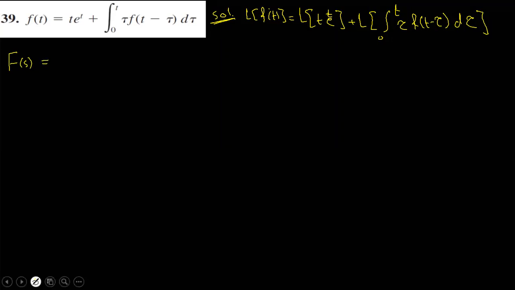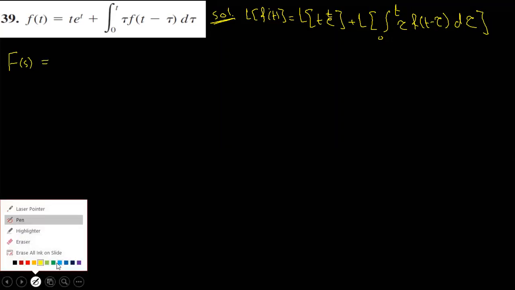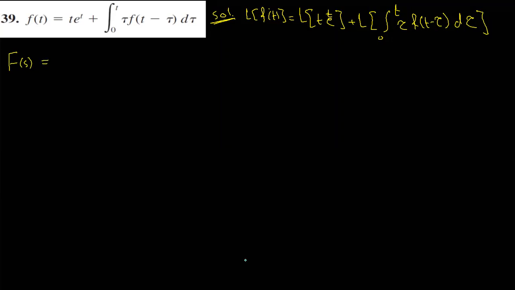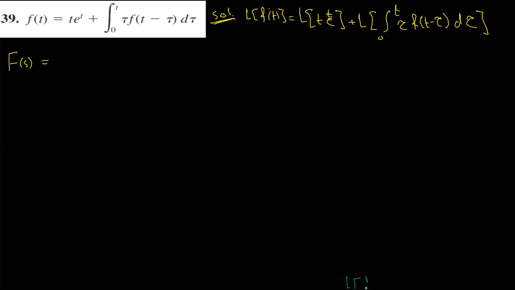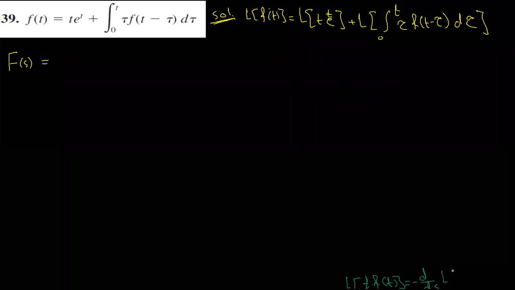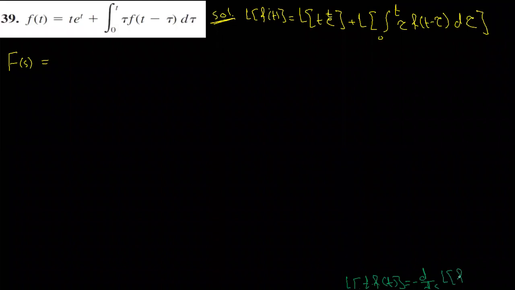Let me write the rules down here for those who didn't start preparing for the final. Don't forget that the Laplace of t times f of t is given to be negative the first derivative with respect to s of the Laplace of f of t.